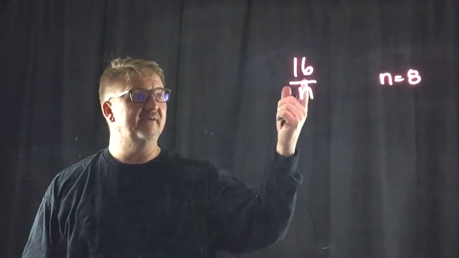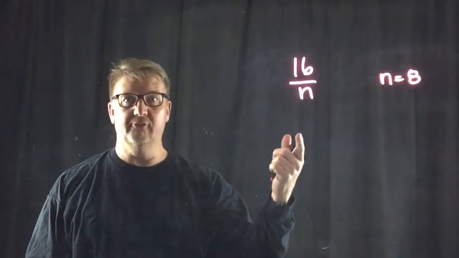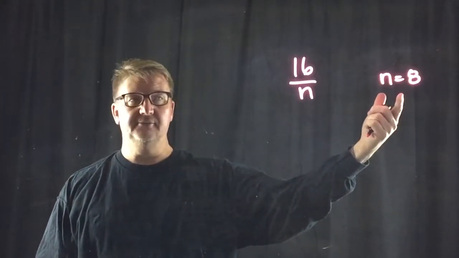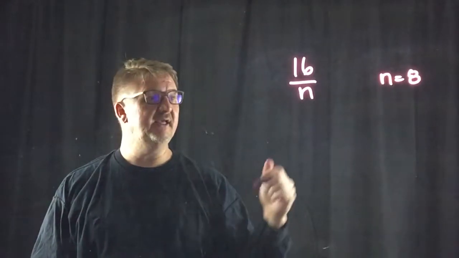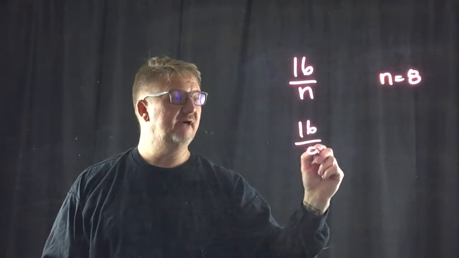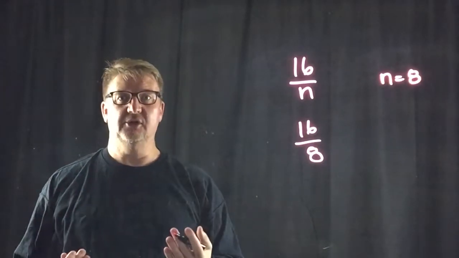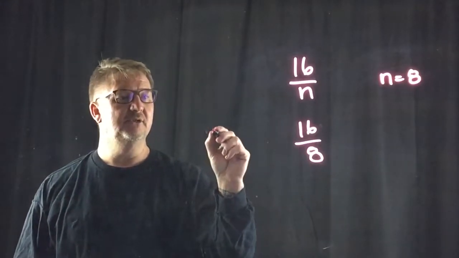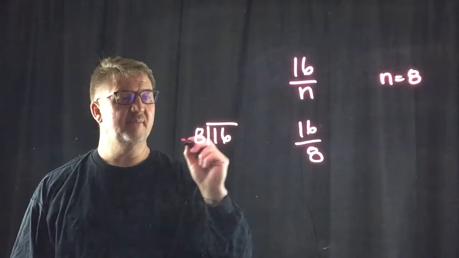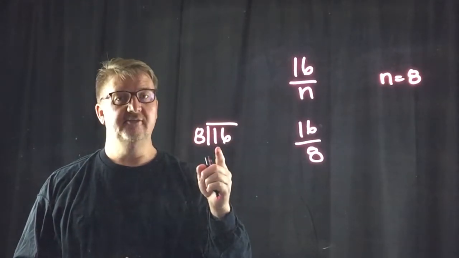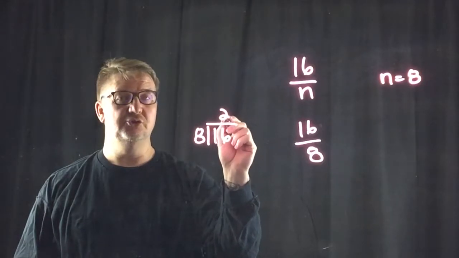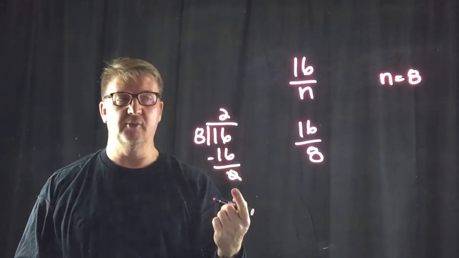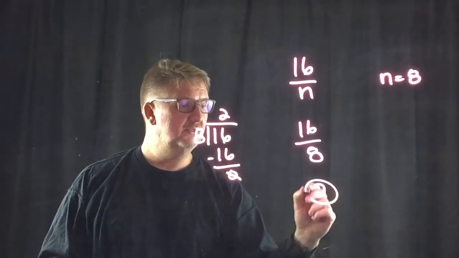In this next example, I have 16 divided by n, or 16 over n. We talked about it in class, we know that this means to divide. When n equals 8, we substitute the 8 in for the n. 16 divided by 8, and now we solve. What is 16 divided by 8? If you're not familiar with doing it like this, you can say 8 won't go into 1 individually, but 8 will go into 16 2 times. 2 times 8 is 16. We subtract, we get 0. That means we have no remainder. It goes in evenly 2 times.